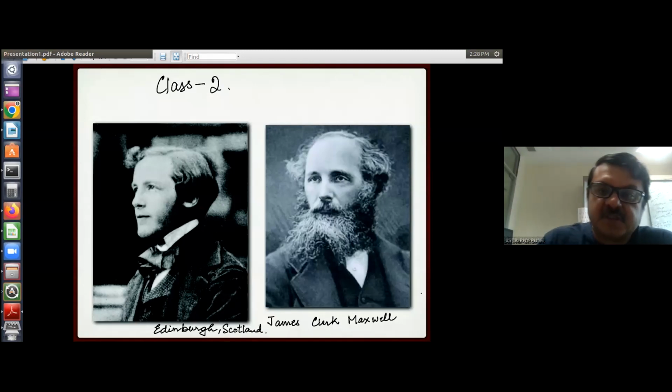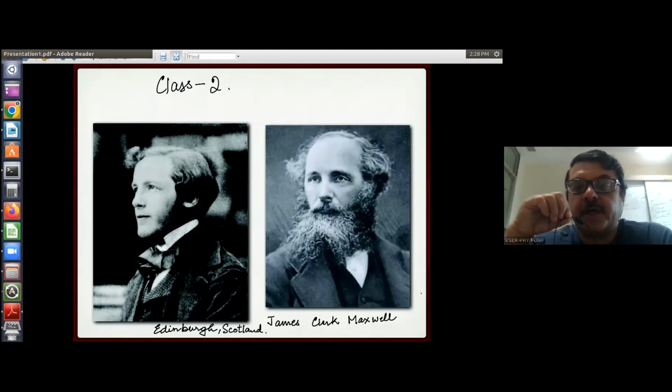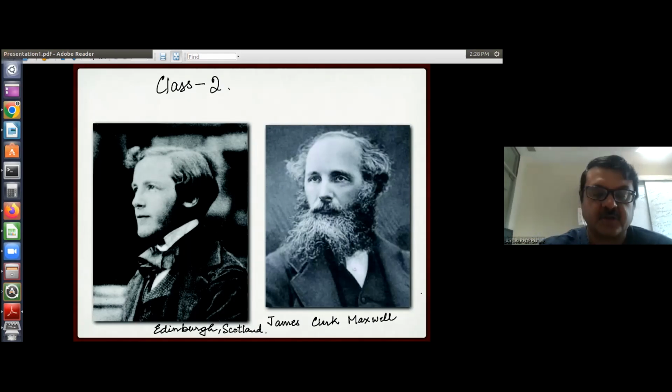But I start with the picture of James Clerk Maxwell, who not only developed electromagnetism, or we know about the Maxwell equations of electromagnetism, but also had a crucial role in development of kinetic theory, and you might have heard of the Maxwell-Boltzmann equation, the distribution of speeds and the velocity, the probability distribution of speeds of velocity at different temperatures.